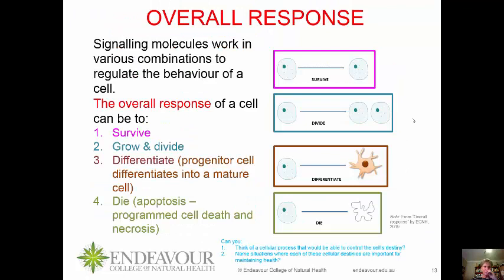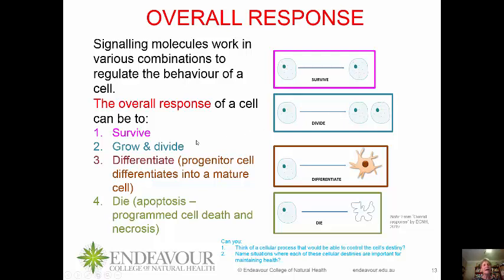Now, the signaling molecules work in various combinations to regulate the behavior of a cell. So ultimately, a cell has four things that it will do. So the overall response. Now, the first one is to survive. So it doesn't divide, it doesn't do anything, it just lives. The next one is it can grow and divide. So that is cell division. So one of its responses, with all of this transduction cascade and signaling, it might signal the cell to divide.